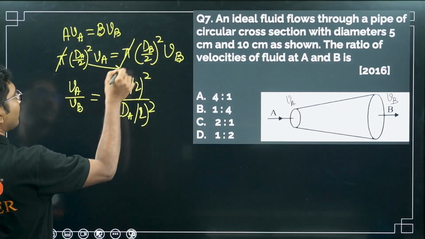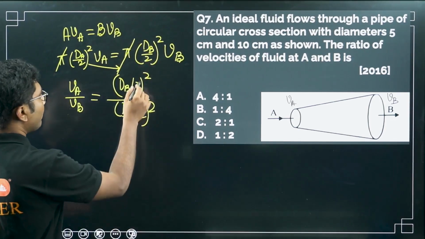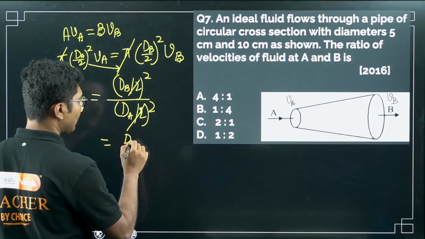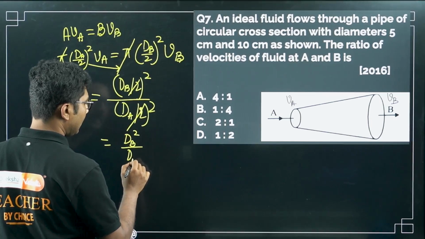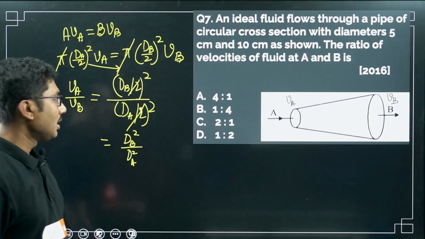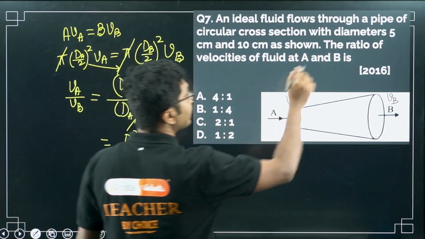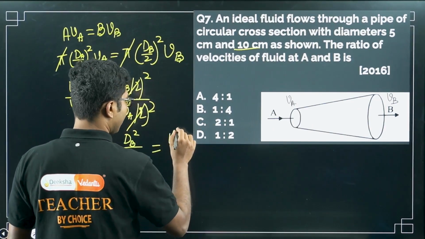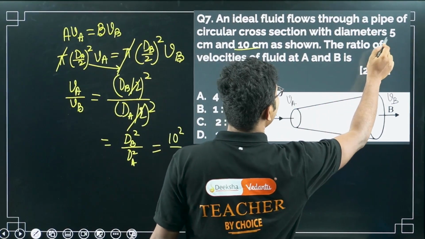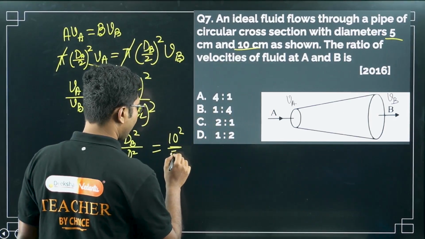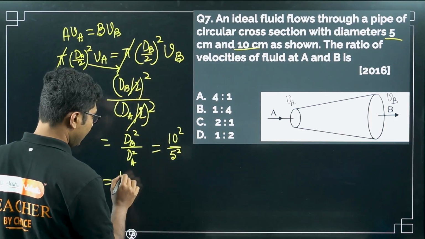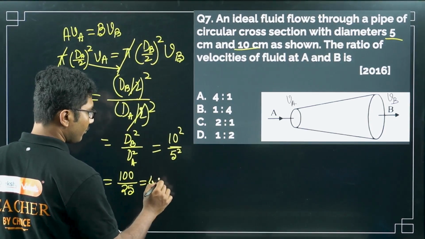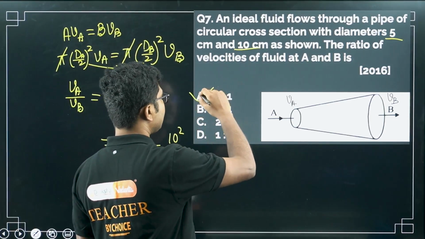Cross multiply, this will come down, this will stay up. Now both of them have a by 2, so the by 2 will be cancelled, so it will be simply DB whole square divided by DA whole square. Now what is DB? DB is given here as 10 because it is more, right? So it will be 10 square. And DA is 5, so 5 square. So it will be 100 divided by 25, that is 4. So it will be 4:1. 4:1 is the answer.